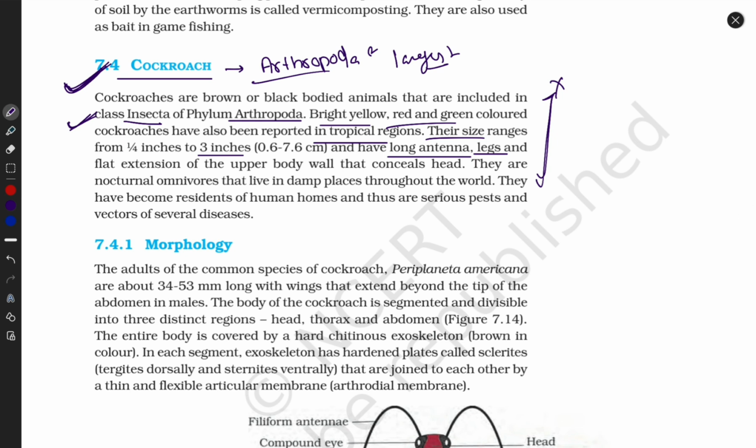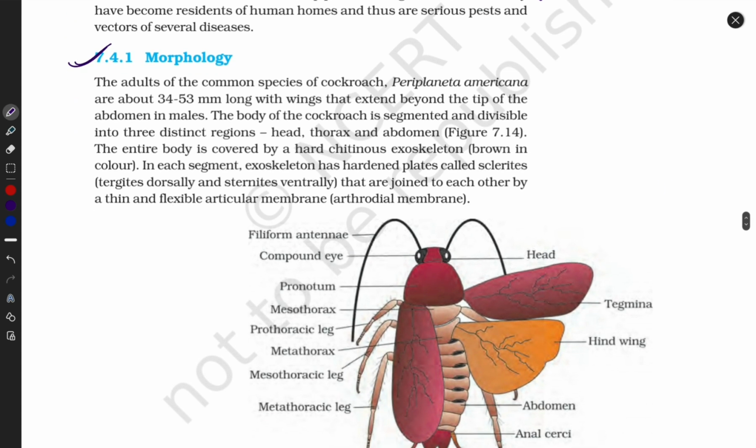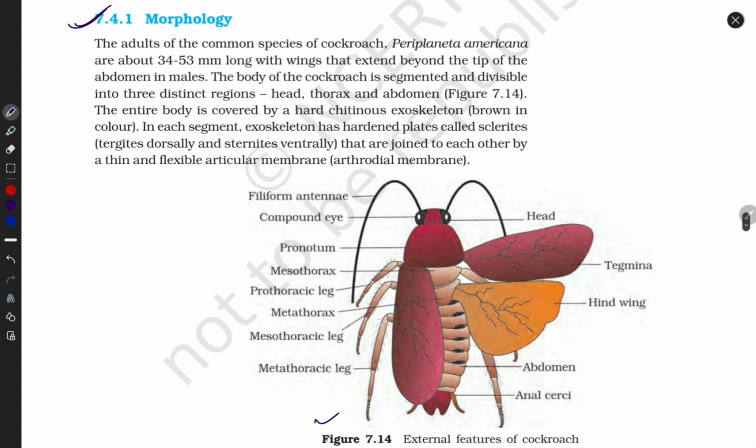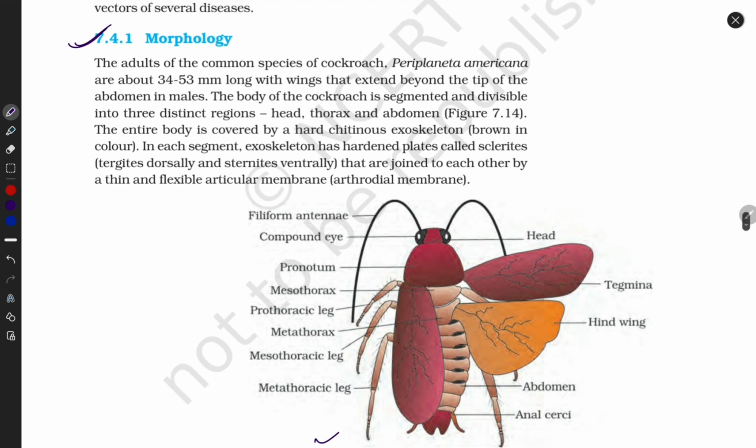So let's start with morphology, because this is a long-type question in your 11th exam: describe the morphology of cockroaches with a labeled diagram. So you have to practice this diagram, and after that you can easily describe their characteristics one by one. Let's start with morphology. Their scientific name is Periplaneta americana. What a unique name.